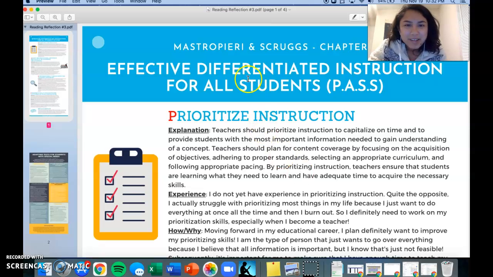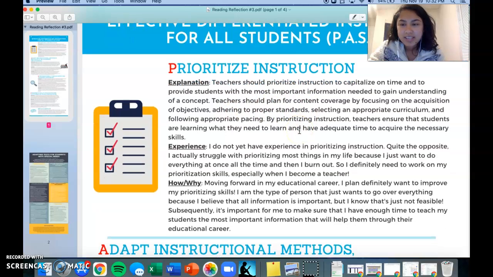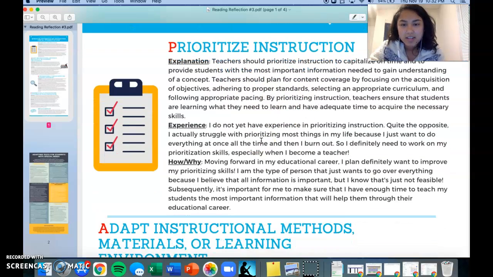Here we go. So the first chapter that we had to read this week was chapter 6, and I decided to use this infographic to demonstrate the PASS acronym. The first P being prioritize instruction. So essentially teachers should prioritize instruction to capitalize on their time and to provide students with the most important information they need to gain understanding of the concept.